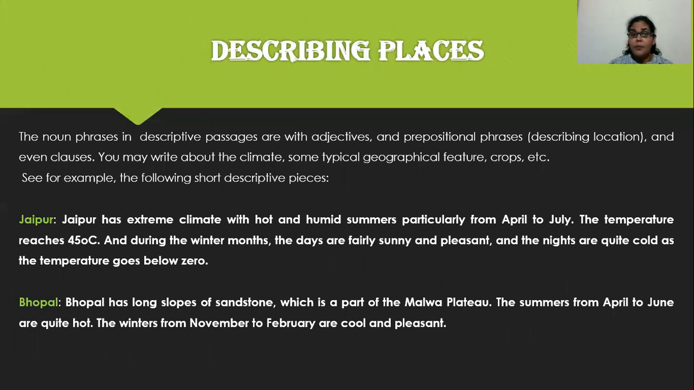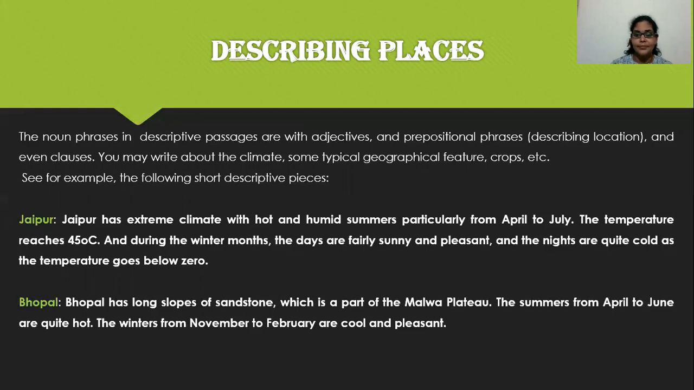Now, when you're describing places, the same as with objects, you need to use adjectives, and we also use prepositional phrases describing the location. Here you can quickly go through these two examples where I spoke about Jaipur, its climatic conditions using adjectives, and also about Bhopal, with prepositional phrases describing its location. It's a small paragraph, and these things will help you when you're describing: what kind of adjectives I should use, prepositional phrases I should use, what I should talk about that particular place, how I need to start, how I need to close.